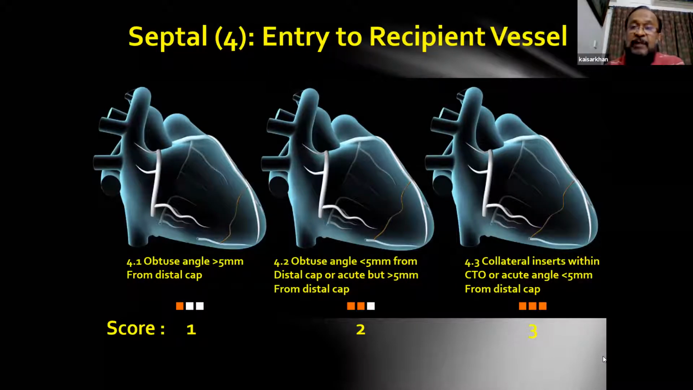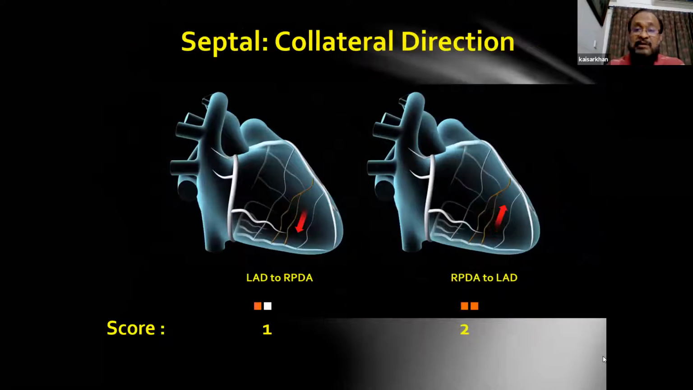Again, entry to recipient vessels: is the angle obtuse, more than 90 degrees, or acute, and is it near to the distal cap or not? If it is away from the distal cap, it is easier to cross. And collateral direction: LAD to PDA is easier than RPDA to LAD.